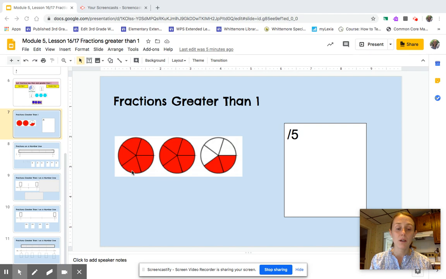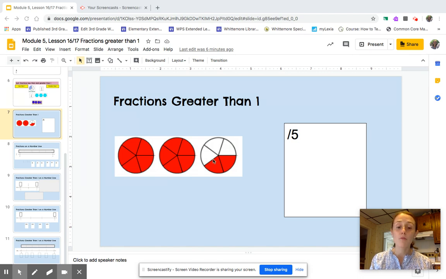So you can see right here on my screen, I have a picture of 3 whole circles. 1 whole, 2 wholes, 3 wholes. I'm first going to take a look at one of my wholes and see how many equal pieces it's divided into. So I'm going to count them. 1, 2, 3, 4, 5. And I notice that my second and third whole also are divided up into 5 equal pieces. That means that my denominator is going to be fifths, which I already filled in right here.